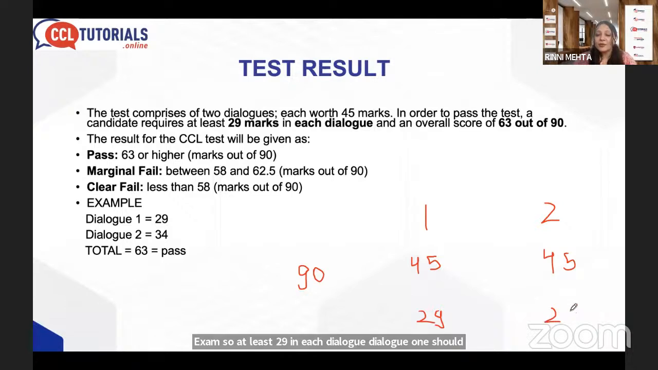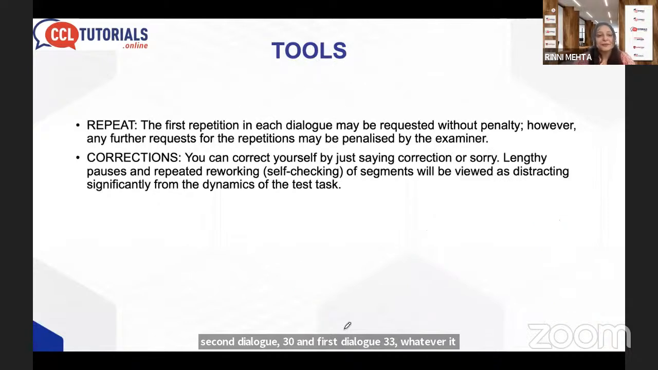And if the second is also 29, it's a fail because we also need a total of 63 out of 90. So in at least one of the dialogues, you should score 34 to make it a 63, right? Or a combination like second dialogue 30 and first dialogue 33, whatever it is, minimum 29 in both and a total of 63 is a pass.